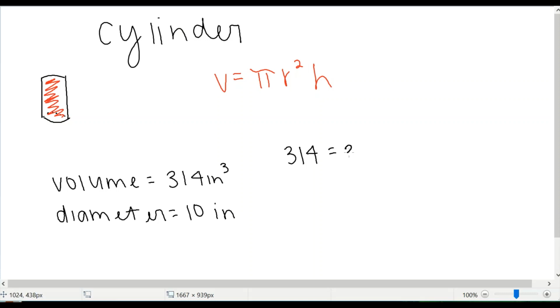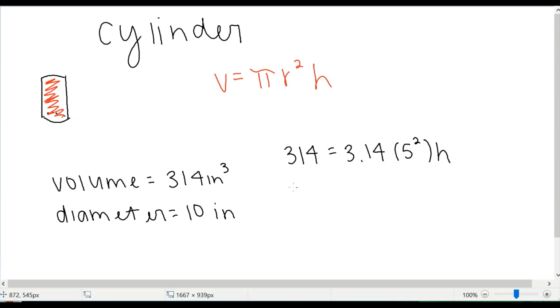We know that pi is 3.14. For radius, well, we're given the diameter is 10, which means the radius is 5. And then the height is the thing that I don't know in this problem. So now we're just going to work backwards and solve for h. You guys should be pros at solving for variables at this point and moving things around. I'm going to simplify everything I can on the right side.